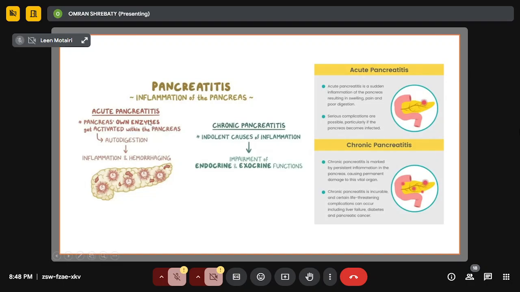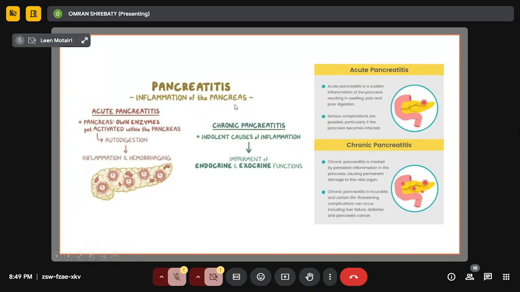So those like trypsinogen get converted into trypsin, and all the other pro-enzymes get converted and activated before reaching the GIT, which means they are still in the pancreas. What do we have here? We have an auto-digestion, which means those enzymes are eating the pancreas itself. So we have inflammation and hemorrhage, as we can see in all of those sites.